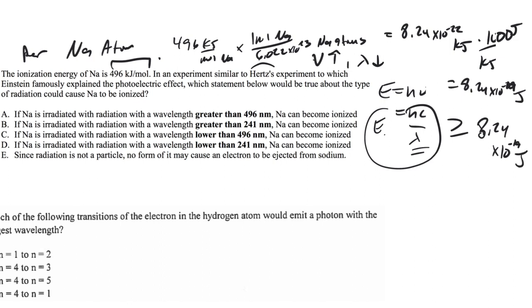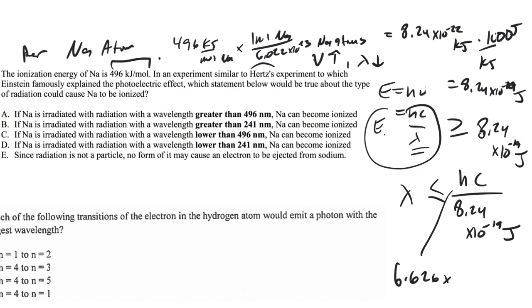And so this allows you to calculate the wavelength, but if you cross multiply, wavelength needs to be less than or equal to hc divided by that energy. And so h, this is given on the test if you forget it, but h is just 6.626 times 10 to the minus 34 joules times second, so that's why we want to go joules here.